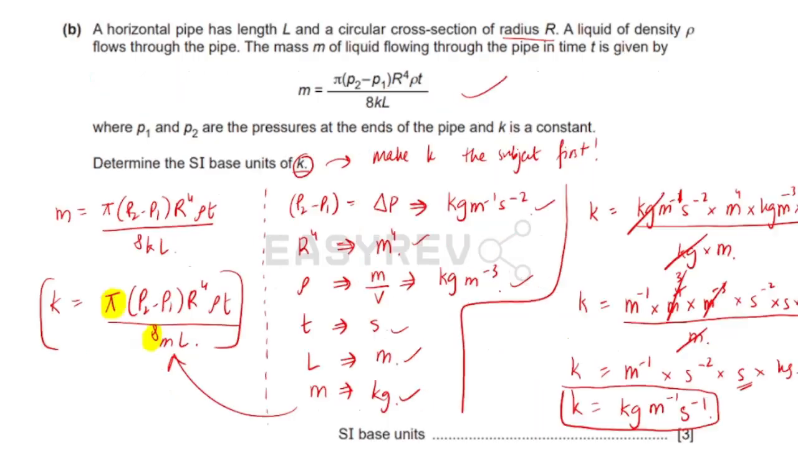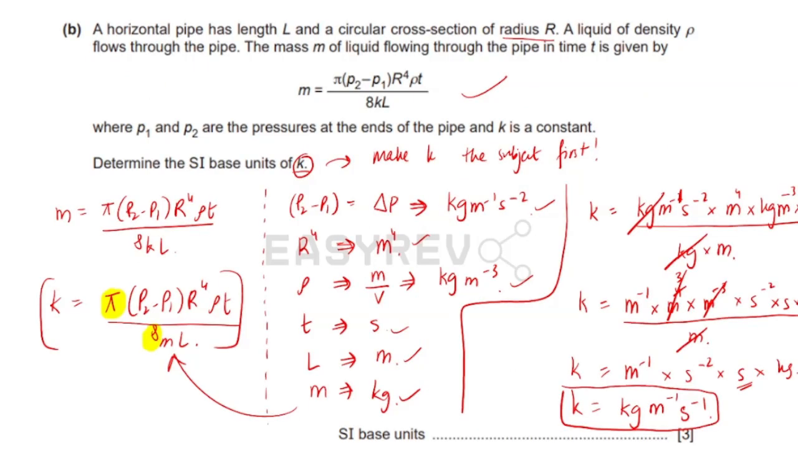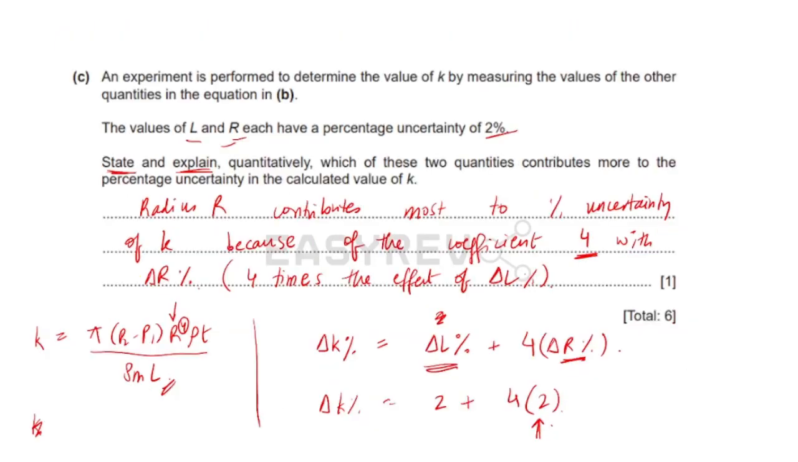The first question for this paper, where we basically saw how we can break down a formula into its SI base units and then, with a formula that's already given, determine the SI base units of unknowns and then see how through that formula you can compare percentage uncertainties.